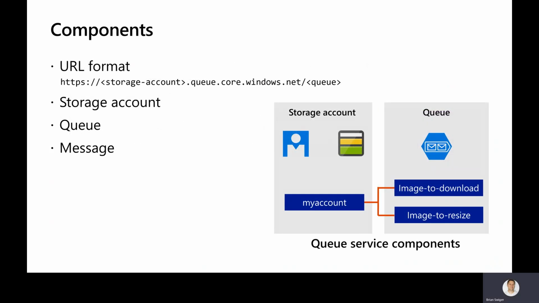So the components of an Azure storage account queue, you have the URL format. You'll notice here the storage account itself, the queue, and the message. As I mentioned, the message can only be 64 kilobytes. The maximum time a message can remain is 7 days. So you have 7 days to interact with that particular message.